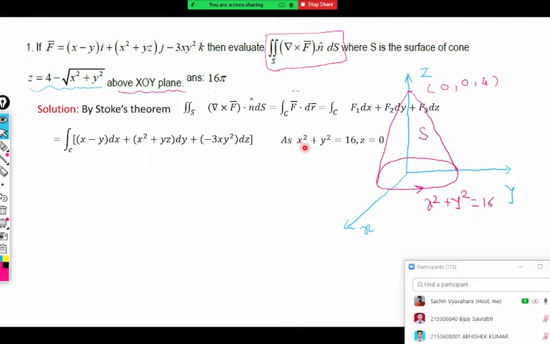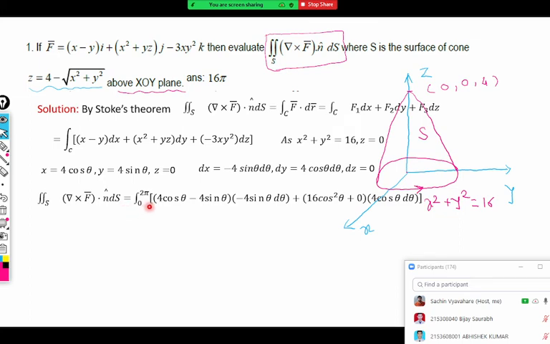So this is the circle that we have, because in the xy plane, z is 0 and x square plus y square equal to 16. That's the equation of the curve C. So for this curve, x is 4 cos theta, y is 4 sine theta, z is 0, dx will become minus 4 sine theta d theta, dy becomes 4 cos theta d theta, and dz is 0. We have to just replace all these values in this integral, and we get the value of the integral like this. So just f1 dx, f2 dy.